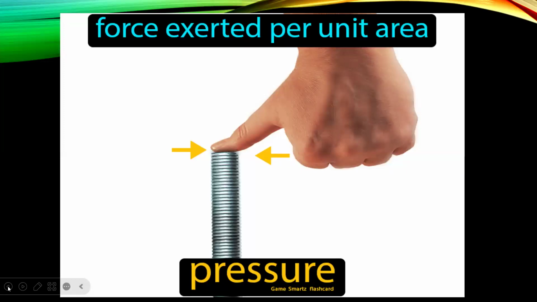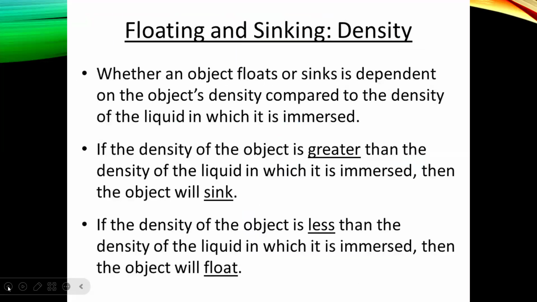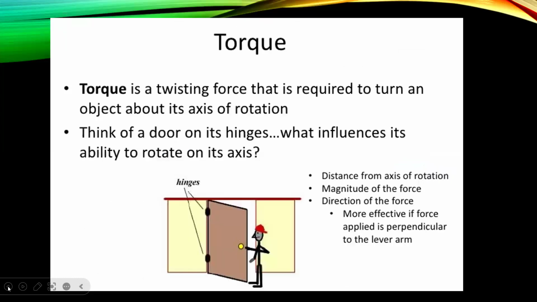Okay, and then let's jump to the other part of your test, which is density. You have also torque, a twisting force that is required to turn an object about its axis or rotation. And then you have also in your book about vibration, okay, how sound is produced. So those are all included in your final exam.